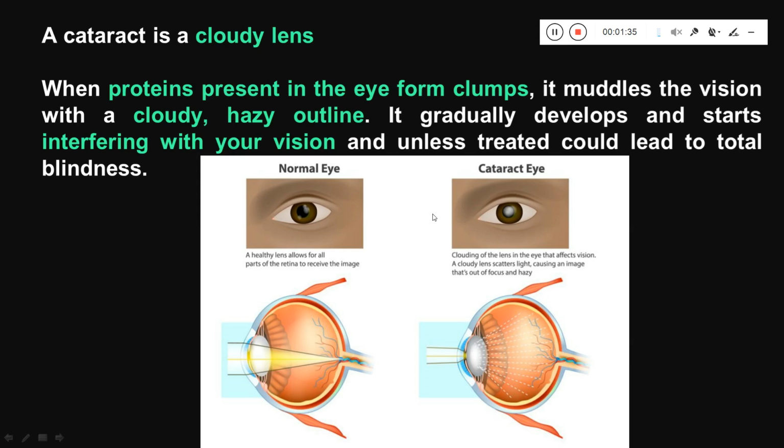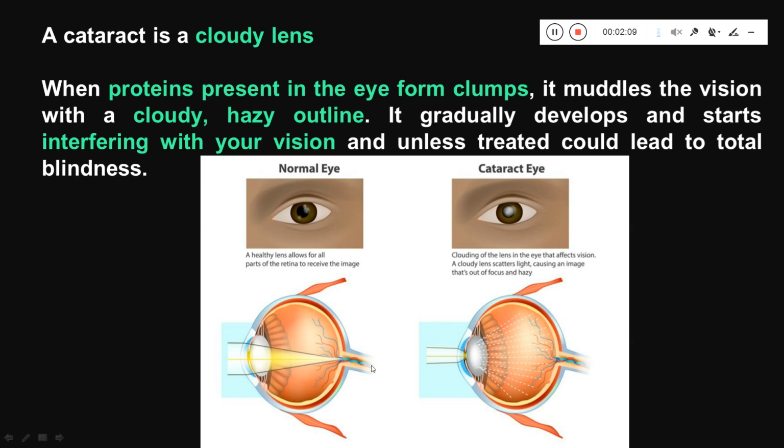So as I told you, it is a cloudy lens. The lens becomes cloudy, and since your lens becomes cloudy, you are not able to visualize things properly. Things might look hazy to you. The main reason for this is the proteins. In the lens, we have proteins and fibers, and some damage to these happens, because of which the protein starts clumping. That is the main reason for the deposition of these proteins on the lens, and that can lead to a hazy condition. That is the reason you cannot see properly. So this is the basic idea of cataract.